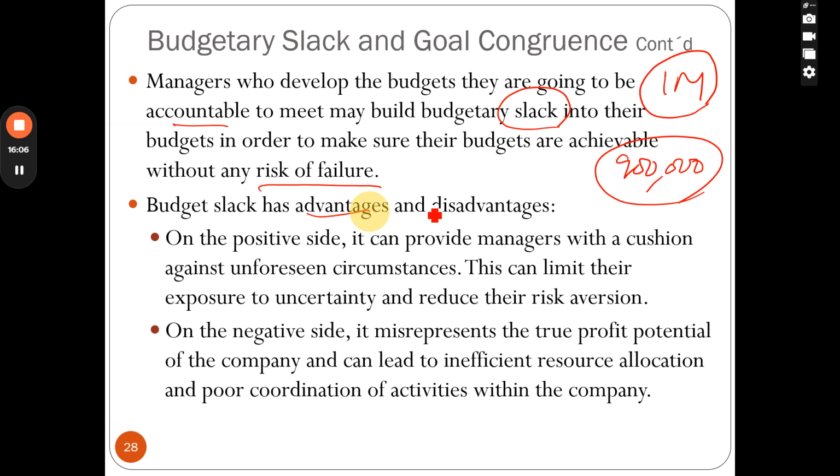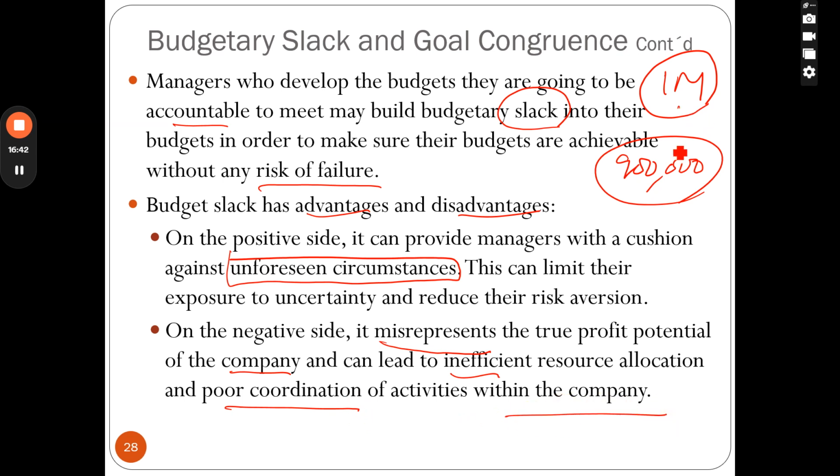So there are advantages and disadvantages of budgetary slack. On the positive side, it can provide managers with a cushion against unforeseen circumstances. There may be circumstances that you don't know about when you are preparing the budget, so managers get a cushion against uncertainty in the future. On the negative side, it misrepresents the true profit potential of the company and can lead to inefficient resource allocation and poor coordination of activities within the company.